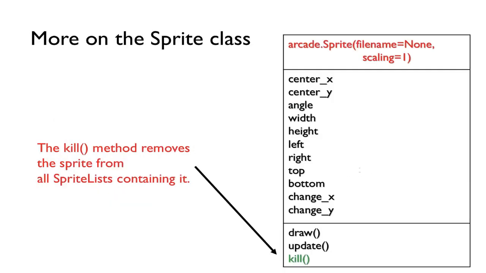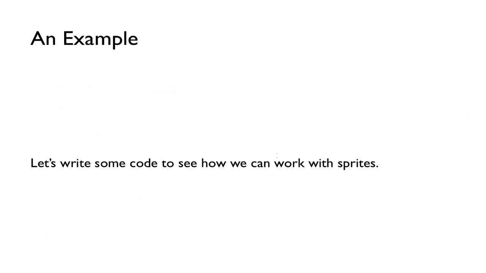And then, as I mentioned earlier, the kill method, which is also from the Sprite class, allows us to remove this sprite from all sprite lists containing it. By the way, this method does not delete the sprite itself. It removes it from all sprite lists, but the actual sprite is still available. Okay, let's look at some code examples.